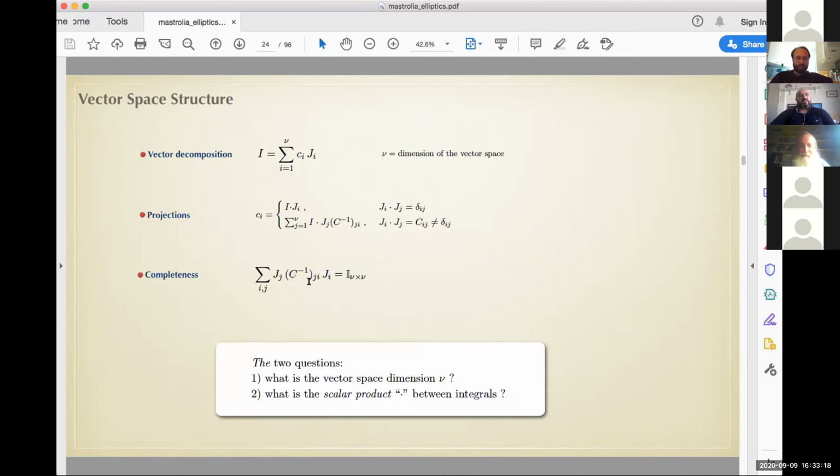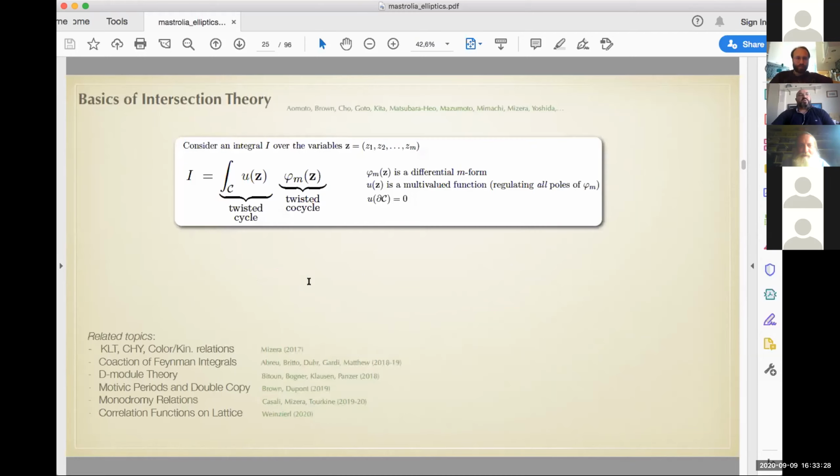So the questions to address are: what is the dimension of the space, here called nu, and how do we find the scalar product between integrals. And here is where the key framework of the theory of twisted cohomology comes into the game, providing us exactly with the answer that we are looking for.